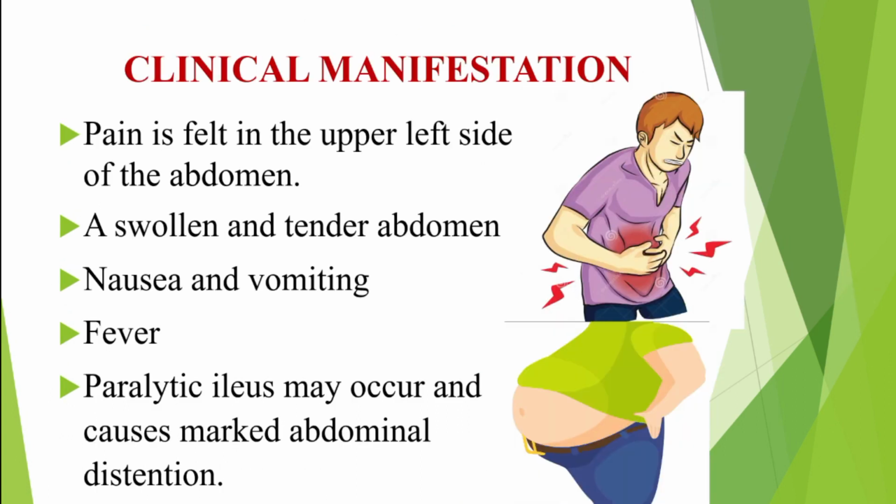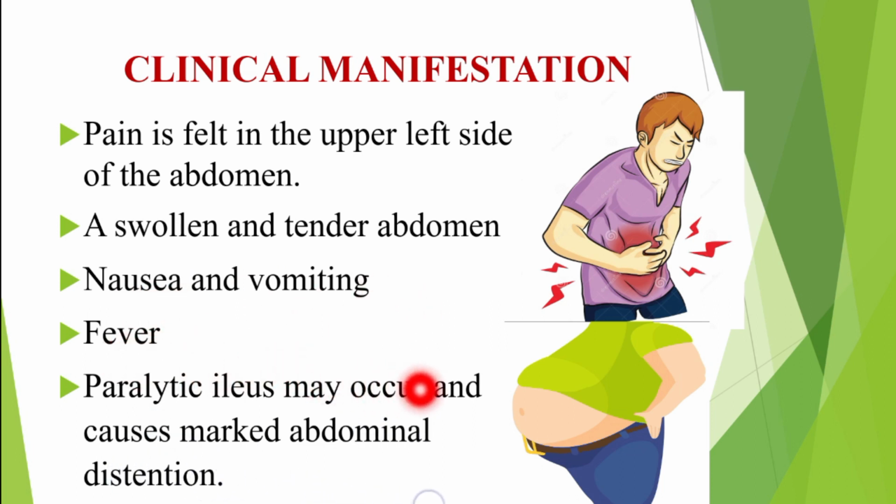So next, we move to the clinical manifestations of acute pancreatitis. Basically, the first manifestation is pain felt in the upper left side of the abdomen. The most common symptom is pain in the upper left side of the abdomen, and a swollen and tender abdomen is seen. Nausea and vomiting can be seen.